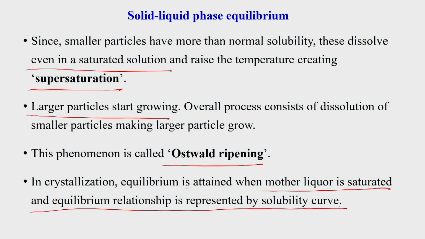In crystallization, equilibrium is attained when the mother liquor is saturated, and the equilibrium relationship is represented by the solubility curve. Suppose we have a feed that is supersaturated at a particular temperature and pressure; we call this the magma. Whenever the crystals are separated from this magma, the remaining fluid is the mother liquor. There the solubility of the solute applies at that temperature and pressure, but due to supersaturation, more solute will be present inside the solvent. That is why sometimes we get less crystal yield, which we will discuss in detail later.